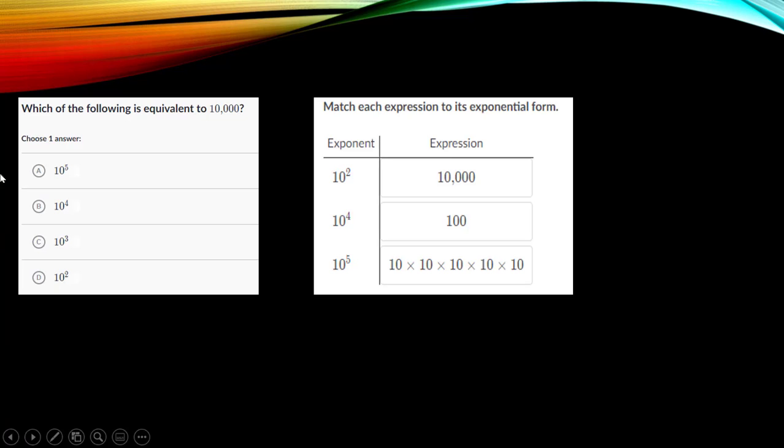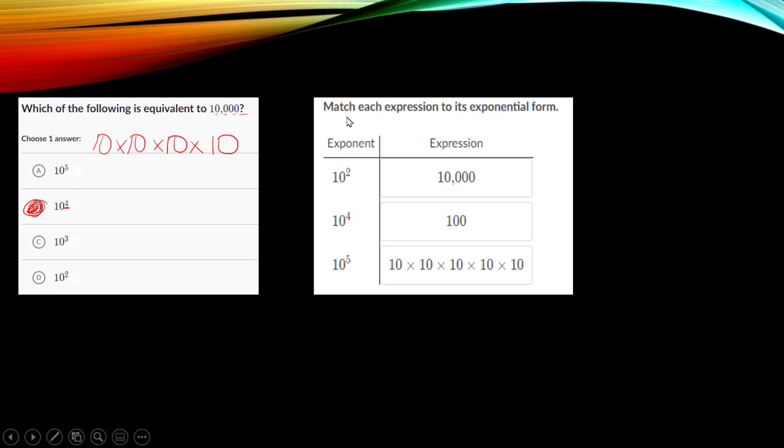Okay, so let's look. Which of the following is equivalent to 10,000? Well, let's see. We're dealing with tens, not other numbers. So let's look at our zeros. We can do our little trick here because we're dealing with tens. So we have 1, 2, 3, 4 zeros. So that means we've got 1 copy, 2 copies, 3 copies, 4 copies. So that means our answer has to be B. 10 to the fourth power gives us 4 copies of 10.